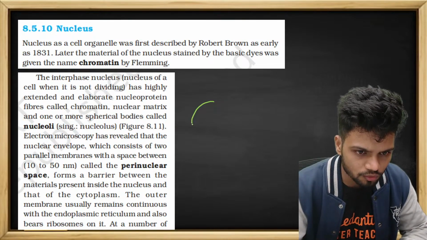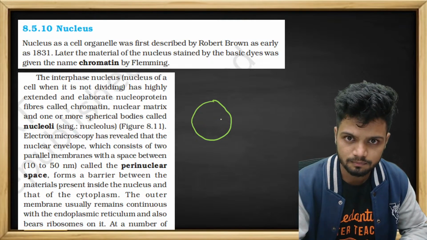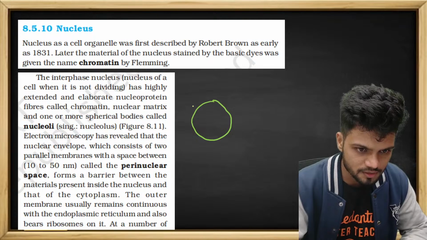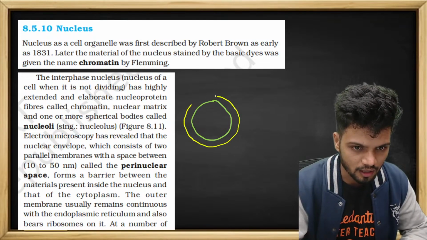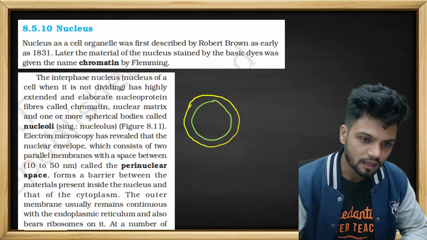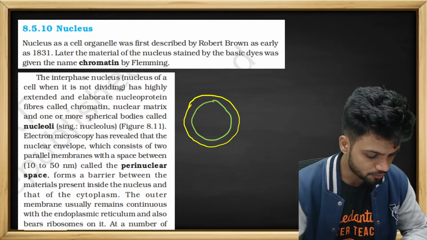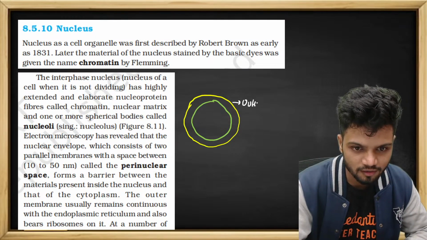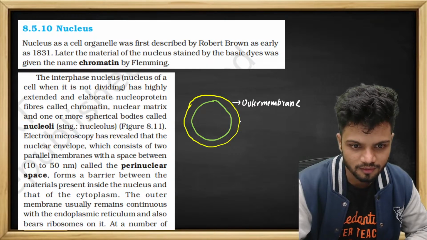I've always told you nucleus is a double membrane structure. This is the inner membrane, and we have an outer membrane. Can you see, students? We have two different membranes here, inner membrane and outer membrane. Let me just write for you. This is the outer membrane, and this is the inner membrane.